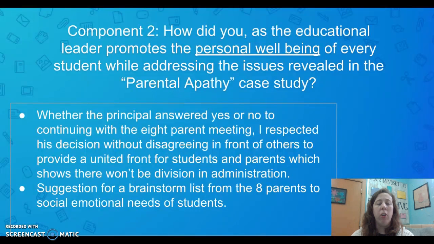How did you, as the educational leader, promote the personal well-being of every student while addressing the issues revealed in the parental apathy case study? I said whether the principal answered yes or no to continuing with the 8-parent meeting, I respect his decision without disagreeing in front of others to provide a united front for students and parents, which shows there won't be division in administration. I think it can be really dangerous when kids think they can play one administrator against another. And then suggestions for a brainstorm list from those 8 parents, specifically on social emotional needs, so that they could help identify some personal well-being needs.